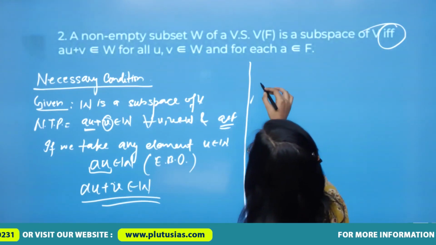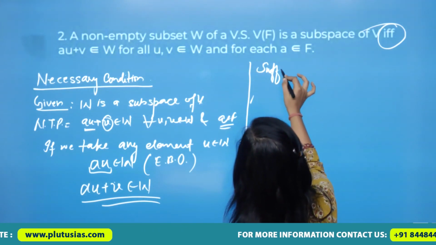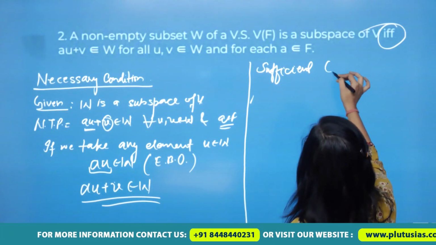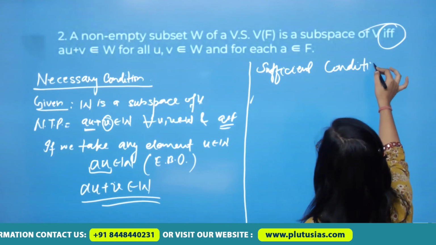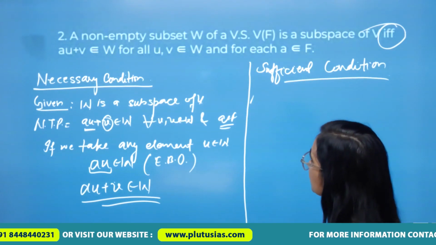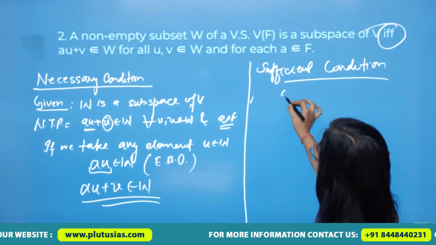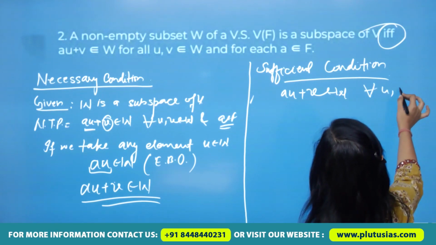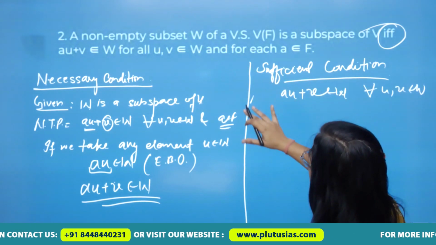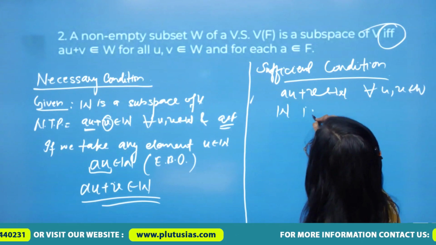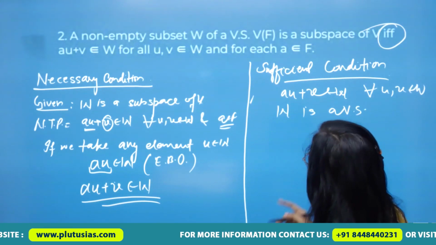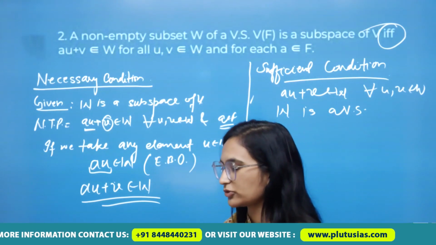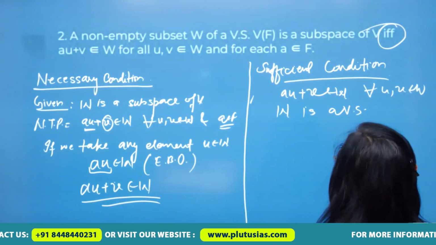Second part, sufficient condition. For the sufficient condition, we are given au plus v belongs to W for all u, v belonging to W, and we need to prove that W is a vector subspace. Right? We have to prove this. But we know that we need to prove two properties only: 0 belongs to this, and then additive inverse belongs to this.